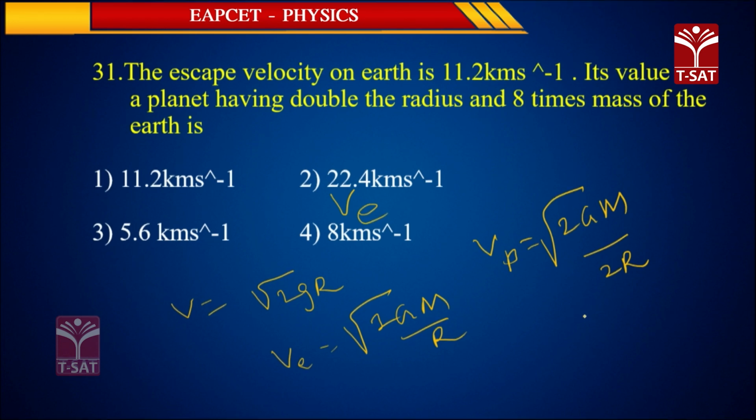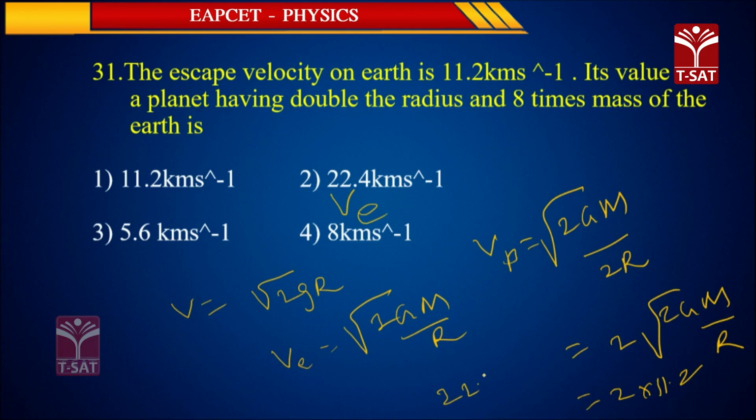Substitute the values. Its value for a planet having double the radius, and 8 times the mass. Therefore, here it is 2 times under root of 2GM/r, so 2 times increases. That is 2 into 11.2, which is 22.4. That means the escape velocity on the earth is 11.2 kilometer per second, and for a planet having double the radius and 8 times the mass, the escape velocity becomes 22.4 kilometer per second.